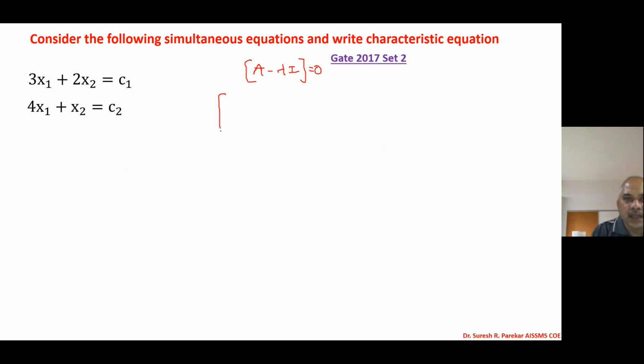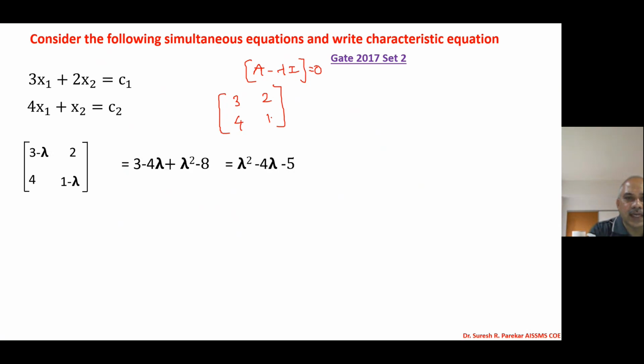Then next, consider the following simultaneous equation and write the characteristic equation. So now, how will we go for the characteristic equation? Again, we have A minus lambda I. This is the characteristic equation only. And therefore we have this matrix: 3, 2, 4, 1. Then we have 3 minus lambda, 2, 4, 1 minus lambda. And from this we will get the characteristic equation: lambda square minus 4 lambda minus 5 equal to 0. So this is the characteristic equation for these simultaneous equations.